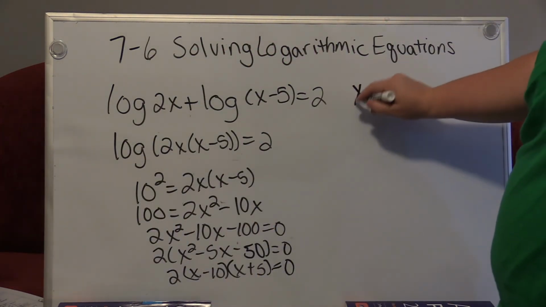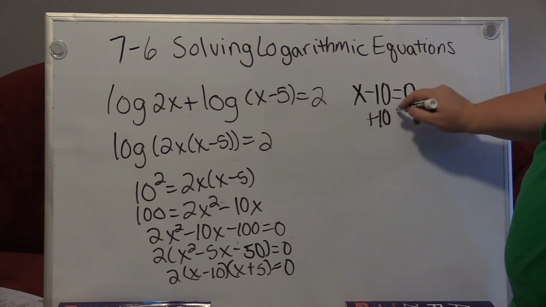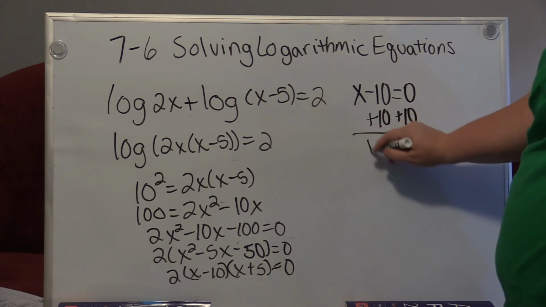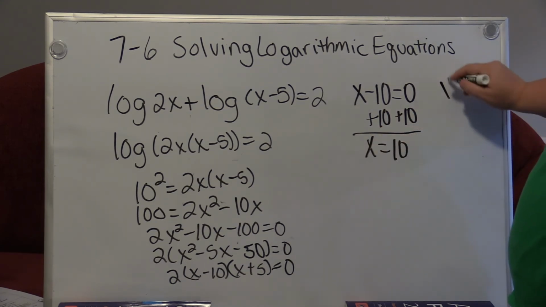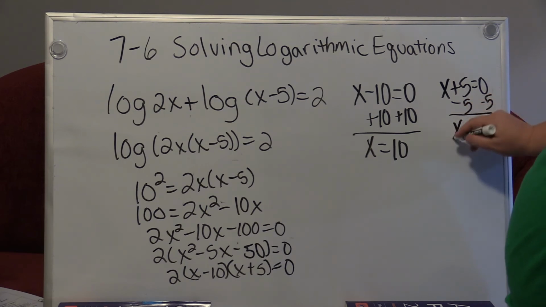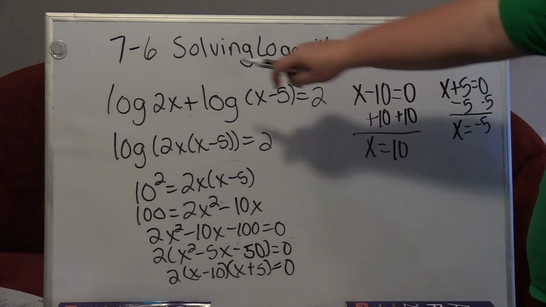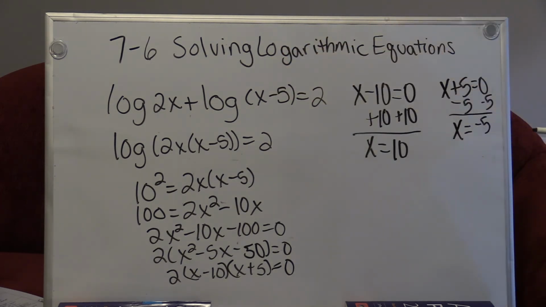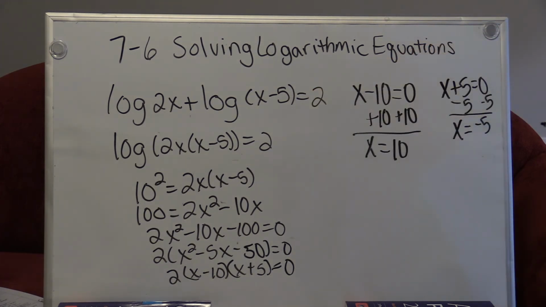So x minus 10 equals 0. Add 10 to both sides. x equals 10. And x plus 5 equals 0. Subtract 5. x equals negative 5. So now if I plug in 10, 2 times 10 is 20. Times 5 is 100, and 10 squared is 100.